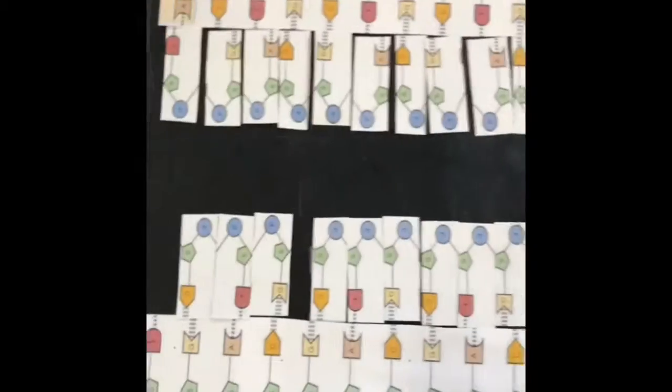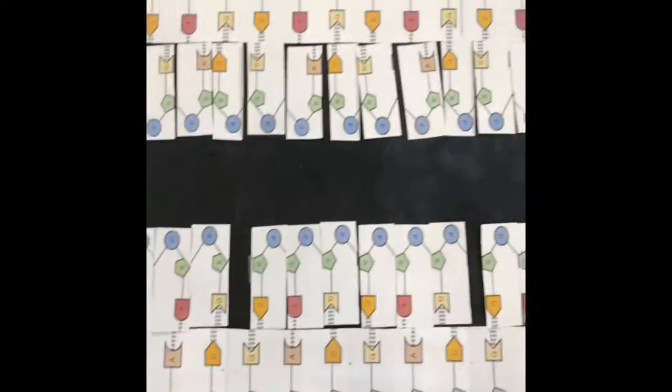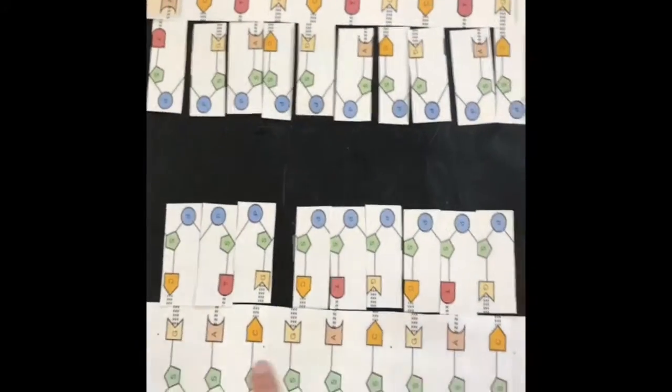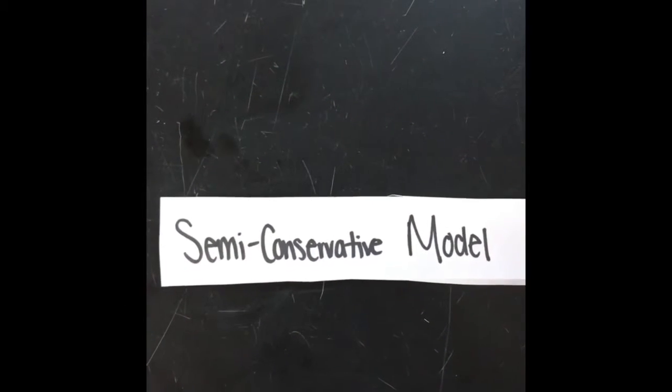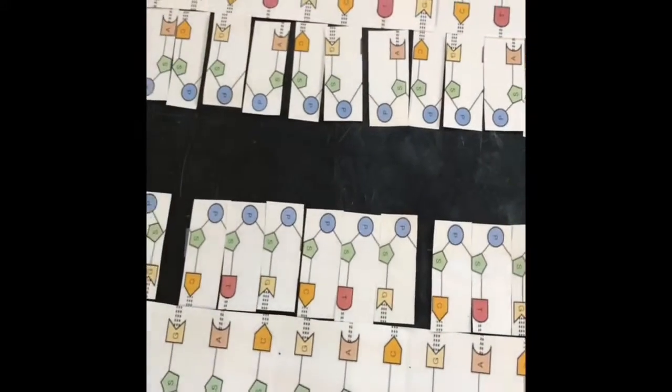Each daughter molecule now has 50% of its parent's DNA. This is representative of a semi-conservative model. Each strand is then twisted into a double helix formation, with deoxyribose sugars and phosphates acting as the backbone.